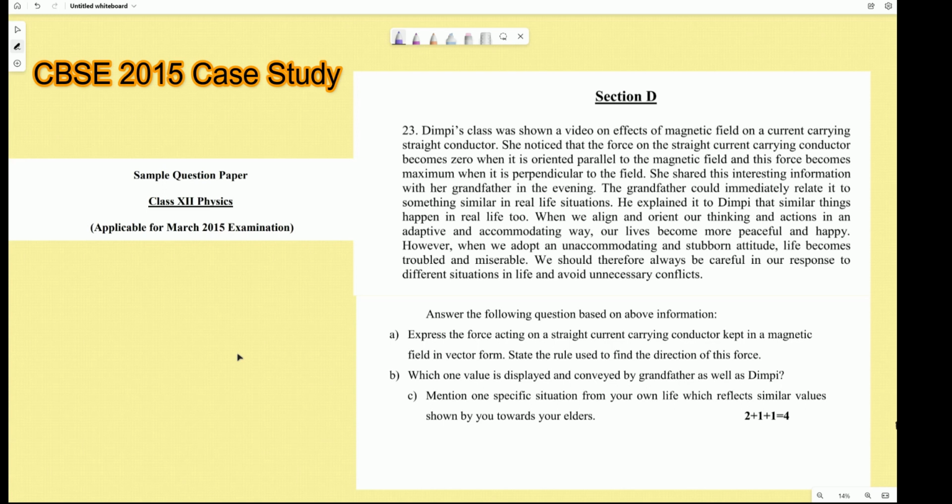When we align and orient our thinking and actions in an adaptive and accommodating way, our life becomes more peaceful and happy. So the grandfather tells that, in real life also you will find physics-like situations where if you become flexible, I mean, the word used is flexible by me. The word used by the grandfather is adaptive and accommodating, but I'm using the word flexible. If you become flexible, the life becomes very peaceful.